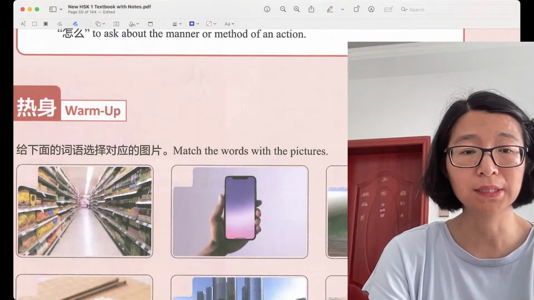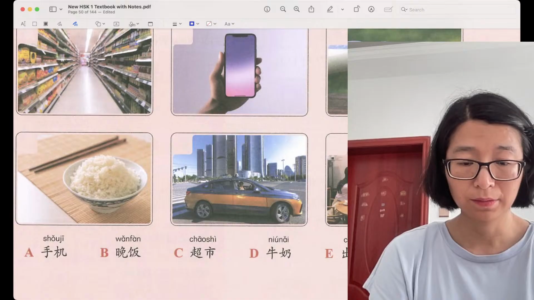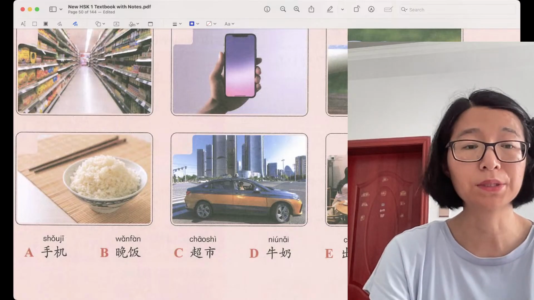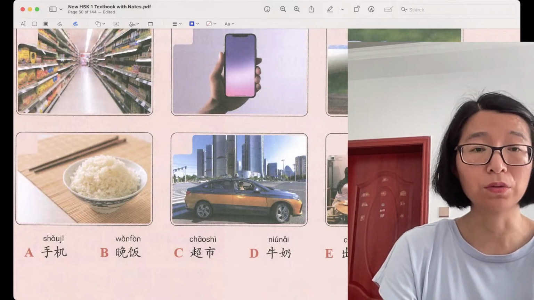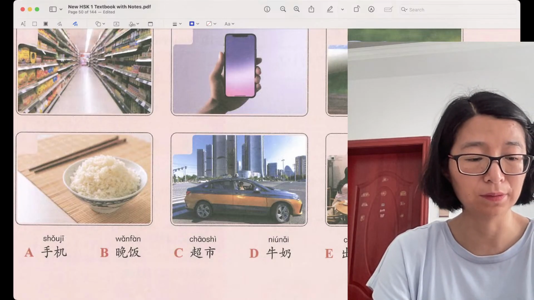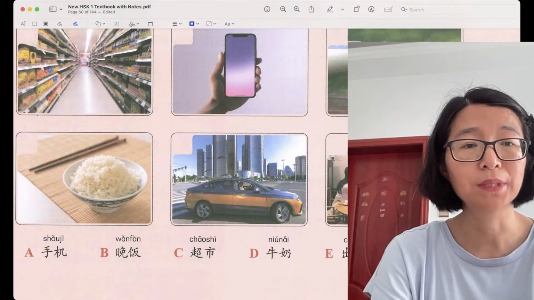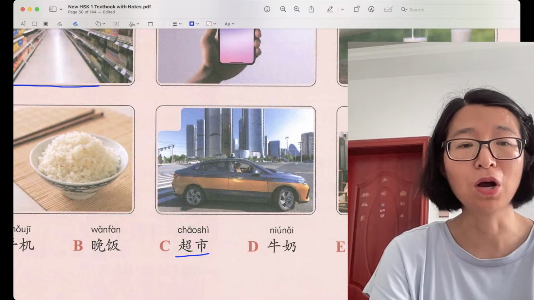Okay, now let's learn something about some words. Here, let me show you. There are some words and some pictures. We're going to do the matching together. You can see there are 6 pictures and 6 words. Something fun. The first picture, what is it? 这是什么? You can say, that is a supermarket. So the answer is 超市.